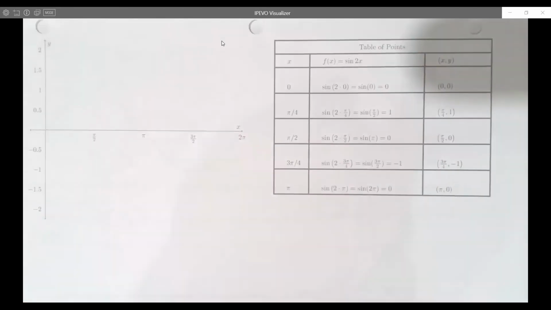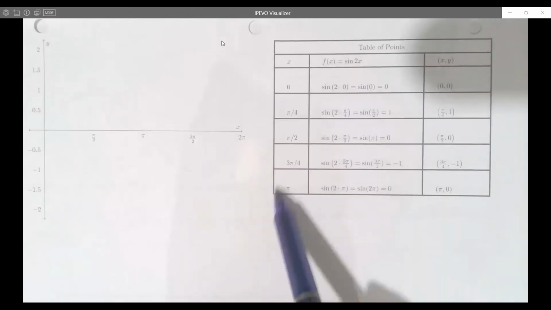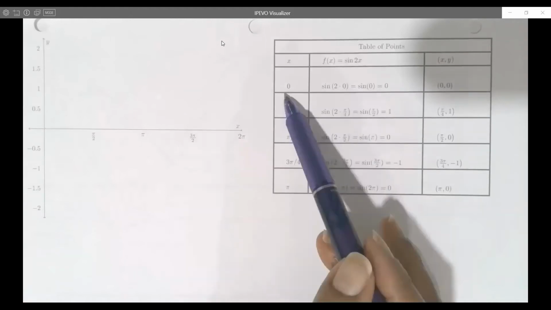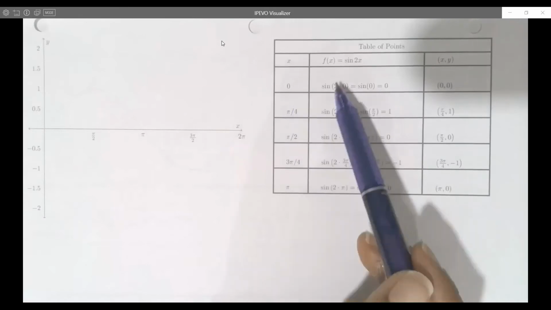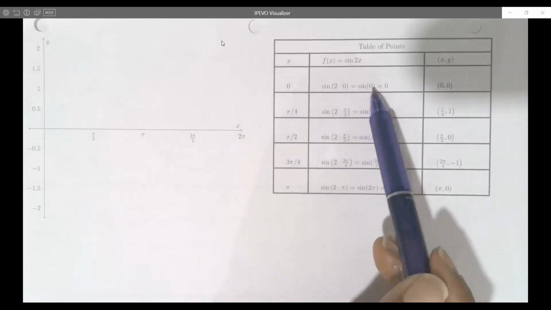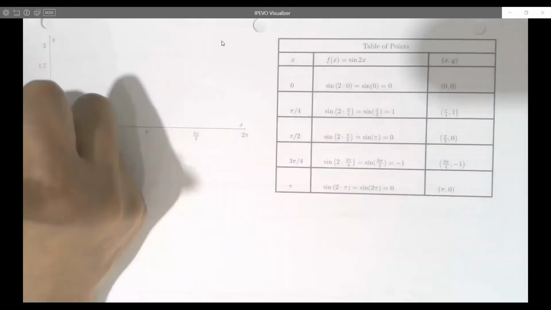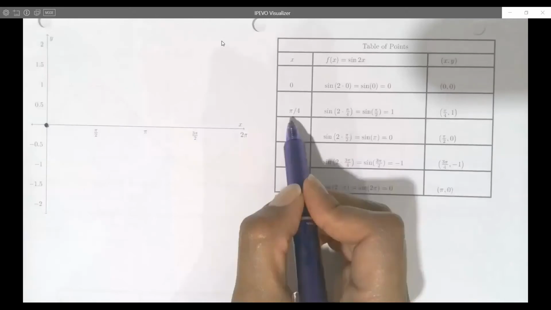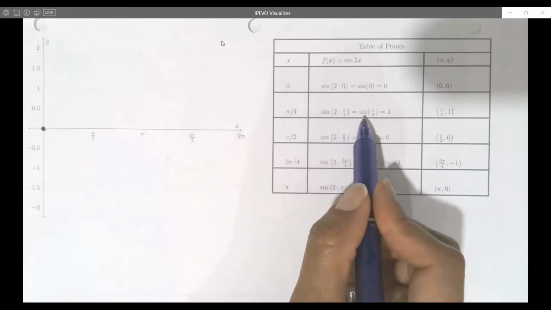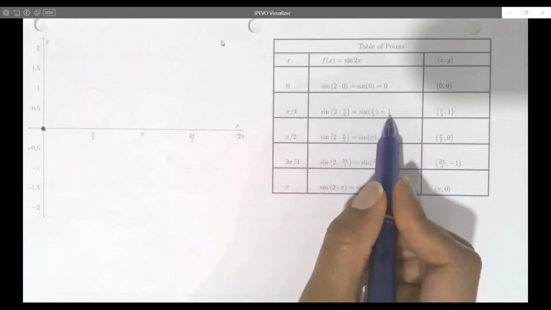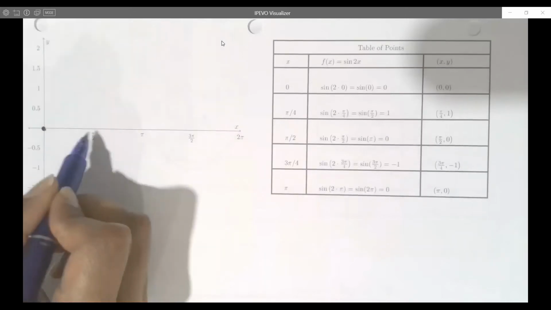And so for this next problem, we have sine of 2x, and they already gave us the completed table. So let's just take a look at what points they use. They have 0 for x still. So then we have sine of 2 times 0, which is sine of 0, and sine of 0 is 0. So we have the point 0, 0. Then at pi over 4, we have sine of 2 times pi over 4, which is sine of pi over 2, which is 1.